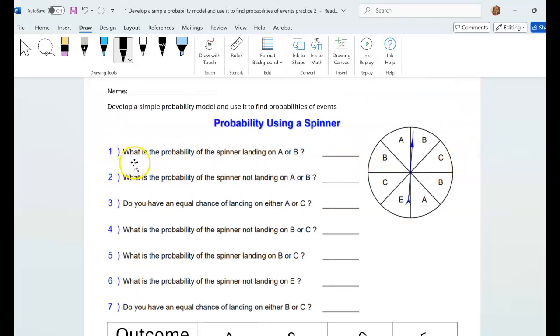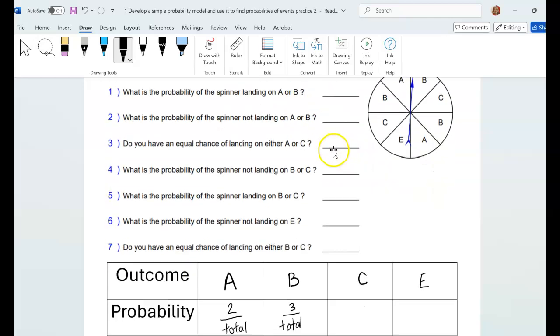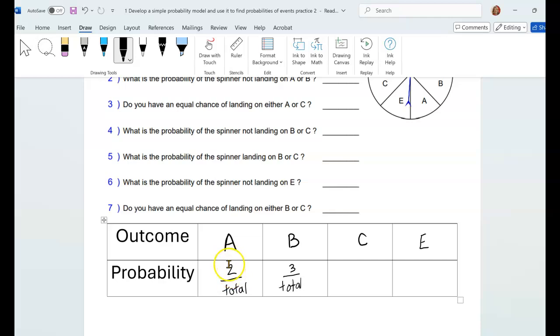And number 1, the question is, what is the probability of the spinner landing on A or B? So now, before you answer that question, you need to add A's plus B's. A's plus B's, that's going to give you the answer to number 1 right here. You'll be able to know what the numerator is. And you already know what the denominator is because you're just going to keep that total.